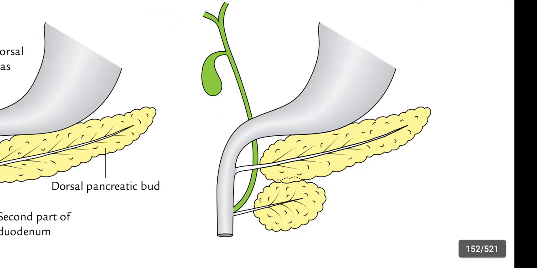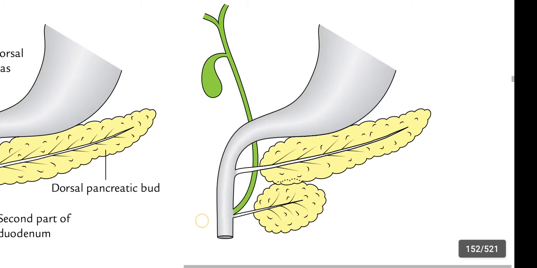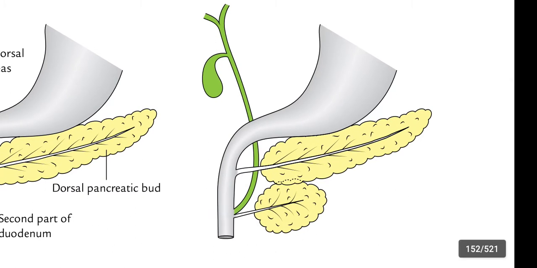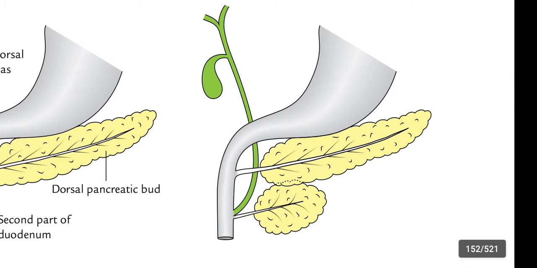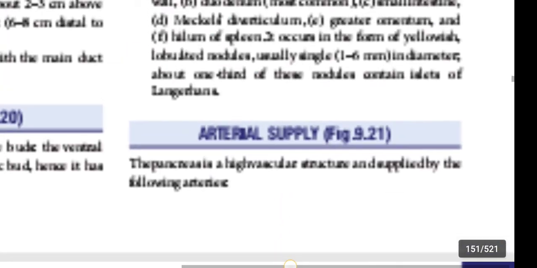in rotation of gut it reaches here, and this ventral pancreatic bud forms the posterior portion of the head and uncinate process, and the whole remaining part develops from the dorsal pancreatic bud. Okay.